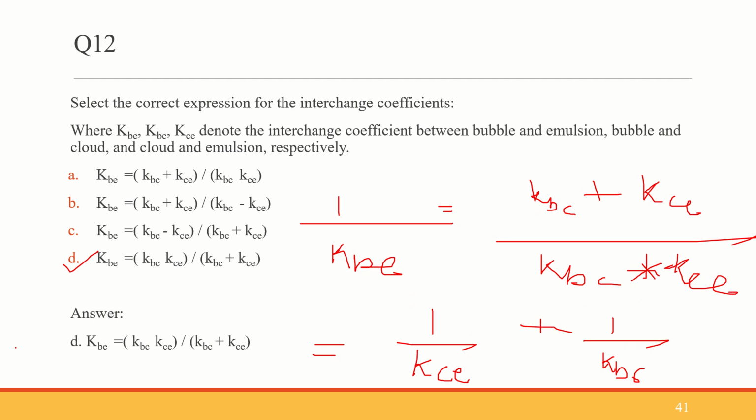So here we are asked to find the interchange coefficients given KBE, KBC, KCE. So KBE is between emulsion and the bubble, and KBC is bubble and cloud, and KCE is cloud and emulsion. So bubble and emulsion we are taking on the one side and the rest we are taking on the other side. So I hope it is clear. Now we will move on to question 13.